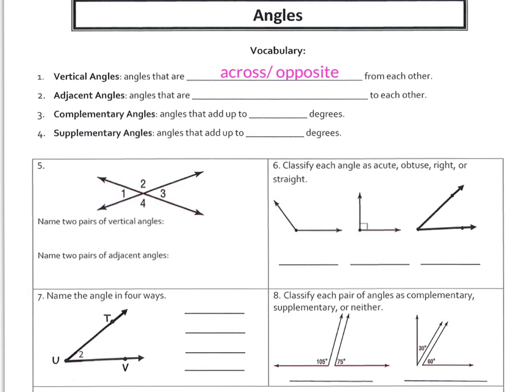Adjacent angles are angles that are right next to each other. And then we have complementary angles. Those are angles that add up to 90 degrees. And supplementary angles are angles that add up to 180 degrees.